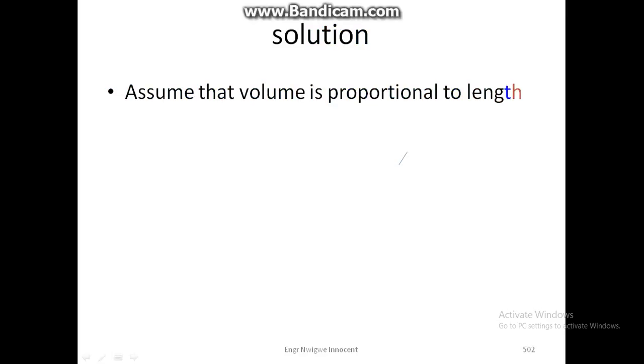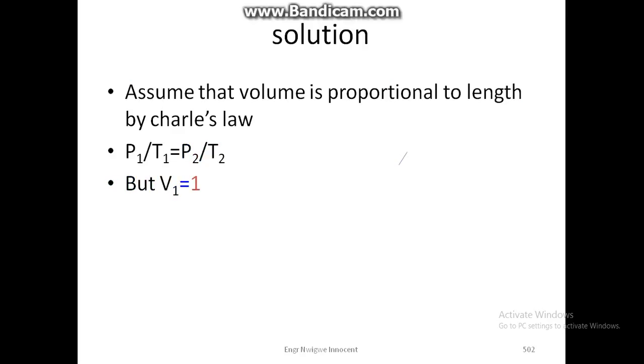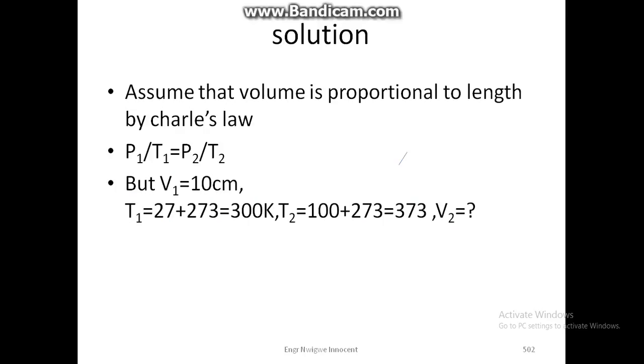Solution. Assuming that the volume is proportional to the length, by Charles' law, V1 over T1 is equal to V2 over T2, but V1 is equal to 10 cm, T1 is equal to 27 plus 273, which is equal to 300 Kelvin. T2 is equal to 100 plus 273, which is equal to 373.